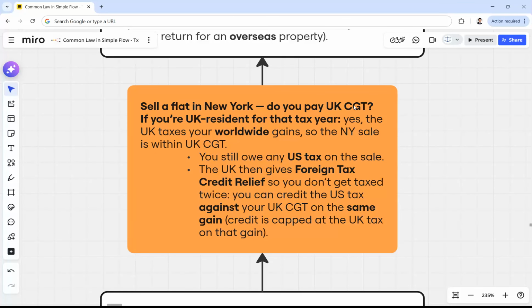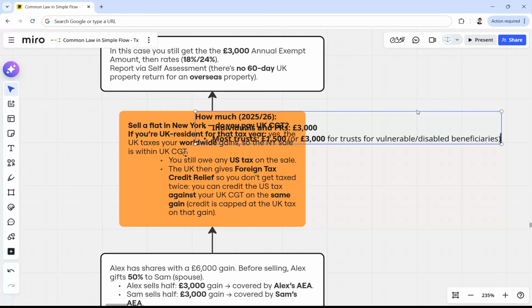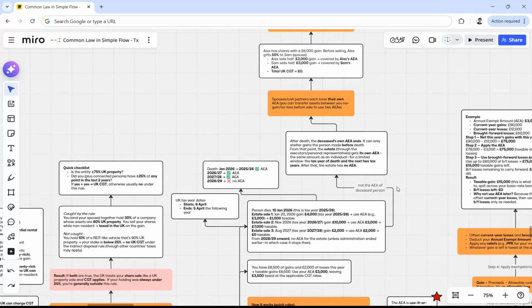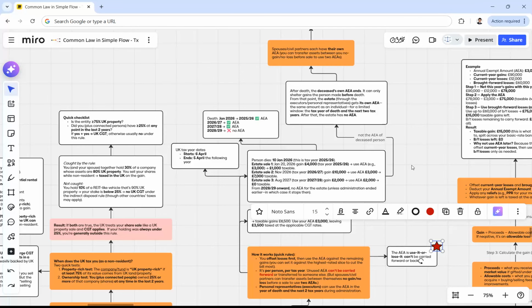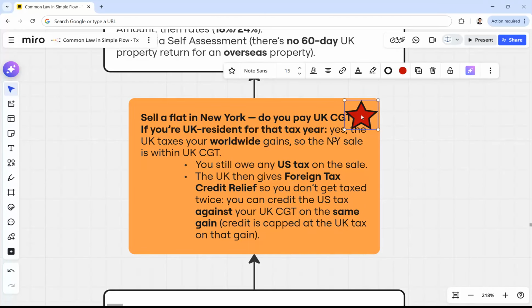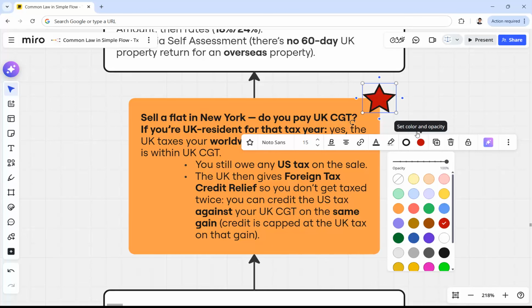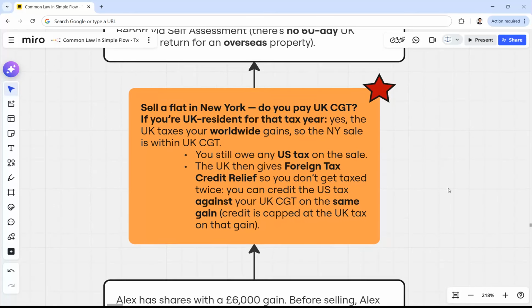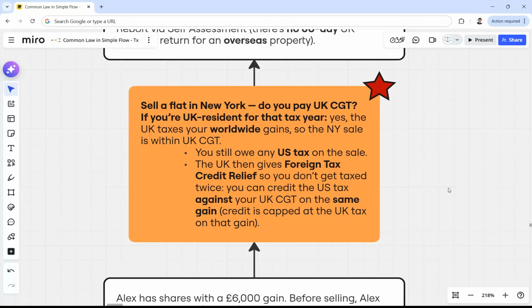Sell a flat in New York. Do you pay UK CGT? If you are UK resident for that tax year, yes, the UK taxes your worldwide gains. So the New York sale is within UK CGT. And I wanted to have a red star. So even if you sell your apartment in New York, but you are a UK resident for that tax year, then you will pay capital gains tax.